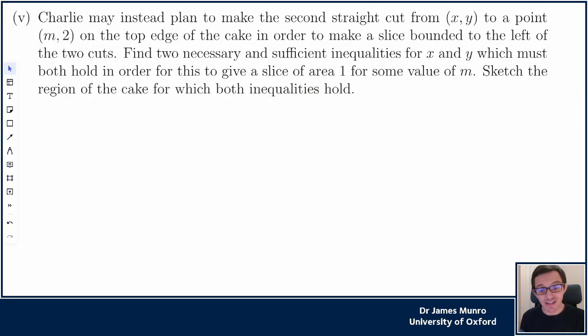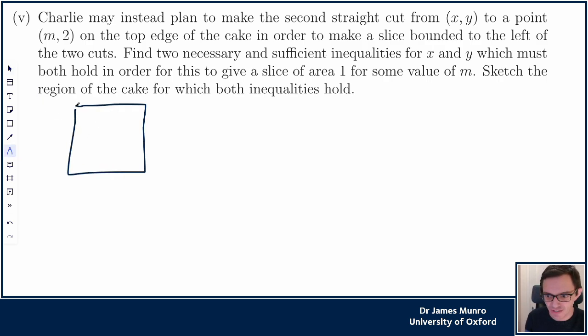Okay, part 5. Charlie's now got a different plan for cutting the cake, and I think I need a picture. So that first cut is the same. The first cut is the one that went from xy down to x0. It's the second cut that's different. It's now going up to m, 2. And again, we're going to follow the same steps of the previous parts of the question. We're going to work out what the area is. We're going to say we want that to be 1, and we need m to be between 0 and 2, so that this cut goes up to somewhere on the side of the cake.